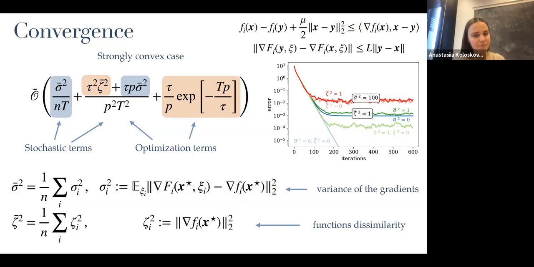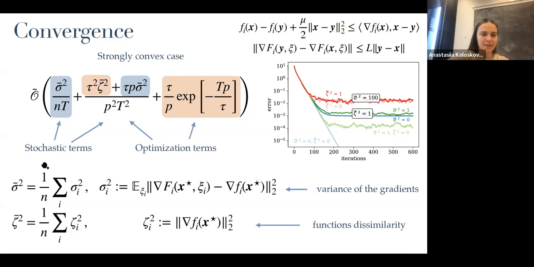So let's define some parameters. The functions have to be strongly convex and smooth. Sigma denotes the stochastic noise of stochastic gradients, and it's measured within the norm compared to the local function. And zeta is the norm of gradients at the global optimum, and it defines the function dissimilarity. For example, if all the functions were equal, then the global optimum would be a local optimum because they're equal, and this would be zero. This is one way to measure how different the functions on different nodes are.